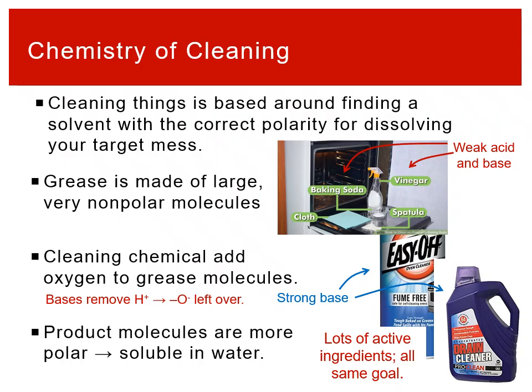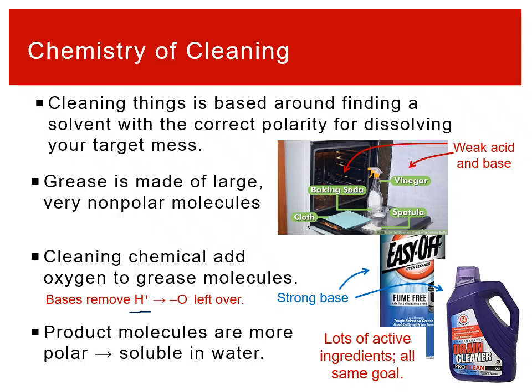Similarly, bases are really common cleaning supplies. For example, oven cleaner like Easy-Off or drain cleaner has a lot of sodium hydroxide or potassium hydroxide in it. When we previously talked about this, I think we said they introduce oxygens. What they really do is remove a bunch of H pluses. Say you have grease: all of a sudden these strong bases come in and start ripping off H pluses. Then you have a bunch of O minus left over.